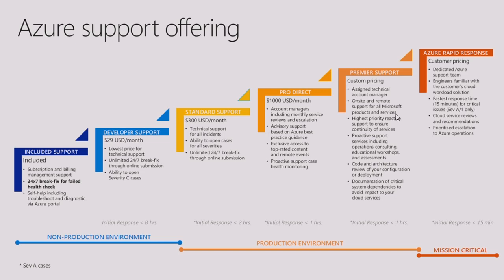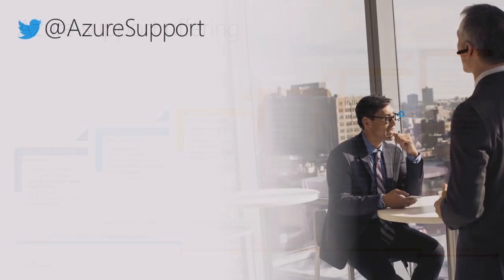Now, beyond that, anytime you have production environments in Azure, you want to make sure that you have a support plan beyond developer support. And here we have 3 tiers of support: Standard, Pro Direct, and Premier support. And in a case where you have a mission-critical workload, let's say you're launching a new product and you're expecting a huge spike in traffic, we really encourage you to go for our Azure Rapid Response Support Plan. We have a dedicated rapid response team that's ideally geared up towards dealing with those massive launch types of scenarios. So that's an overview of our support offerings.